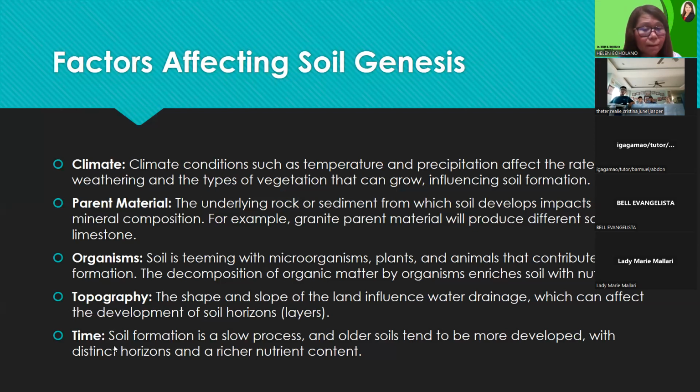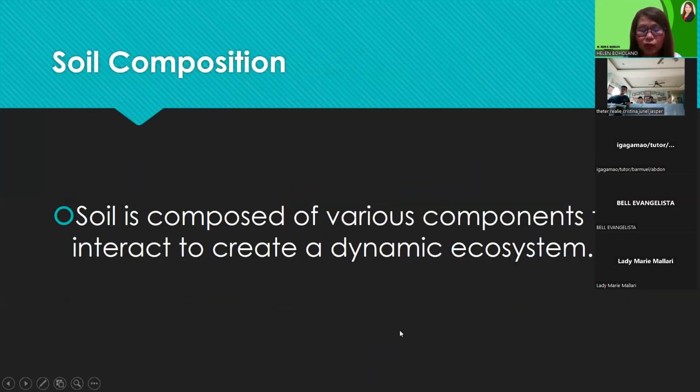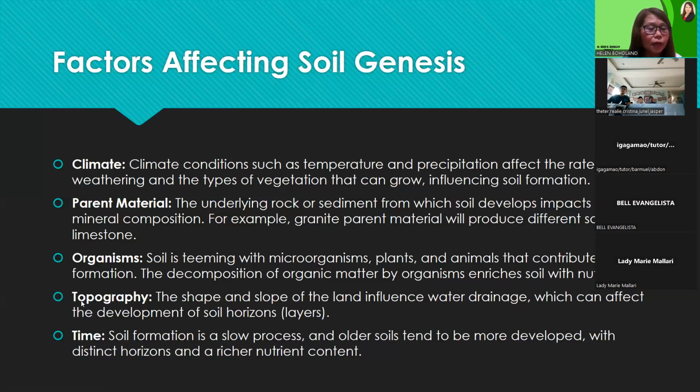Then topography. The shape and slope of the land influence water drainage. So if it is sloping, which can affect the development of soil horizons. Example, the nutrients of the upper part keep washing down to the lower part. The lower part becomes fertile, the upper part not so much. So that's the topography of the soil. Sorry, because I will transfer.